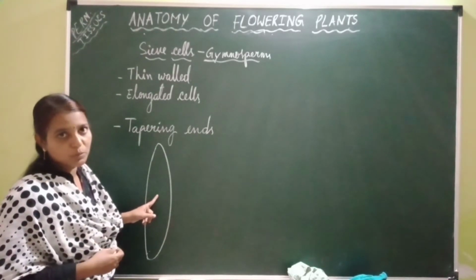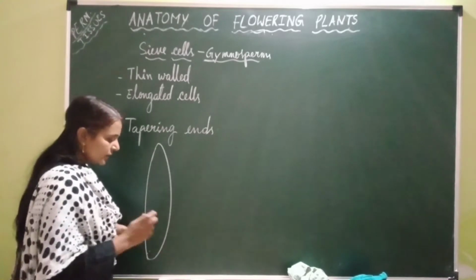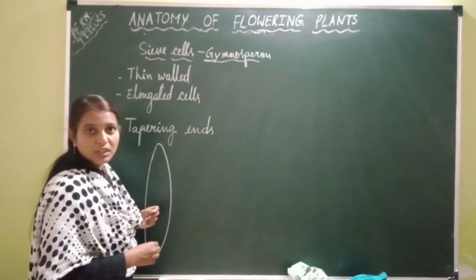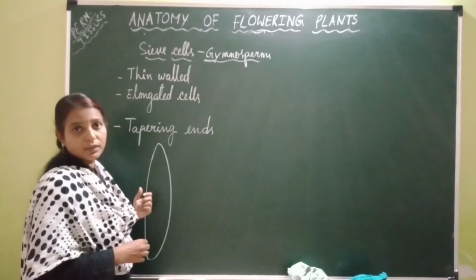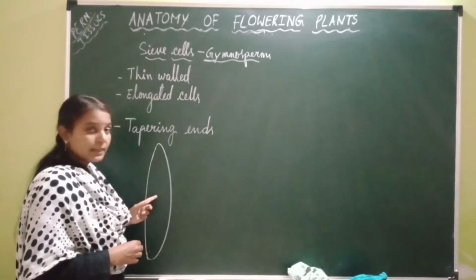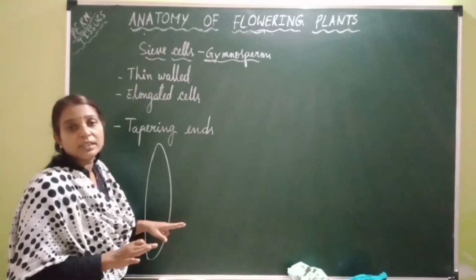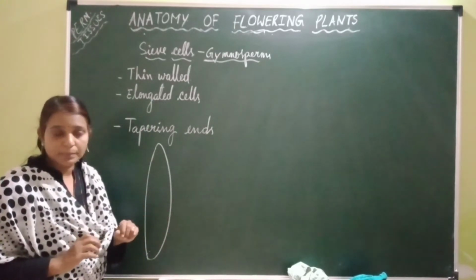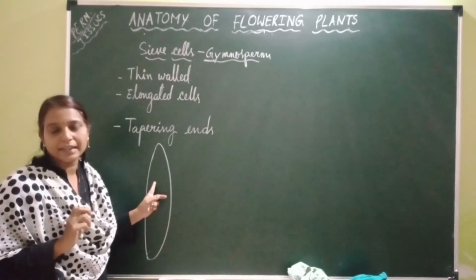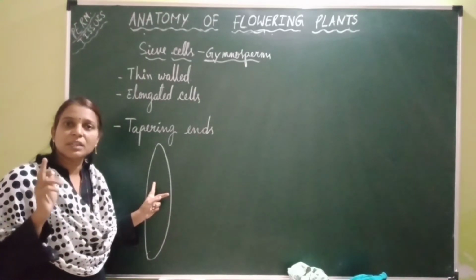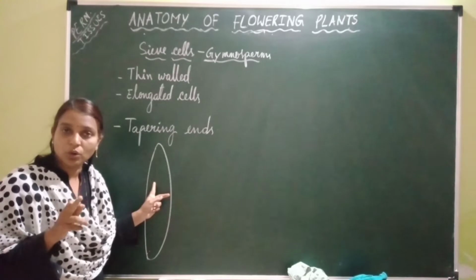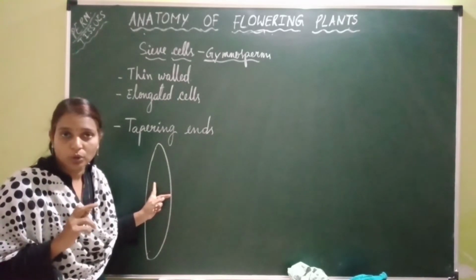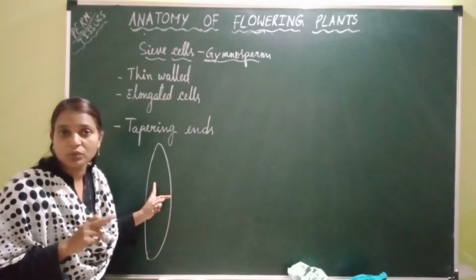in case of gymnosperms. So for the transport of food materials, what is required? Sieve pores need to be present in sieve cells. But here, end walls or cross walls are absent. Why are end walls or cross walls absent? Because these sieve cells are single celled. In case of angiosperms, sieve tubes consist of end walls or cross walls where sieve pores are present, and that end wall or cross wall with sieve pores is called a sieve plate.